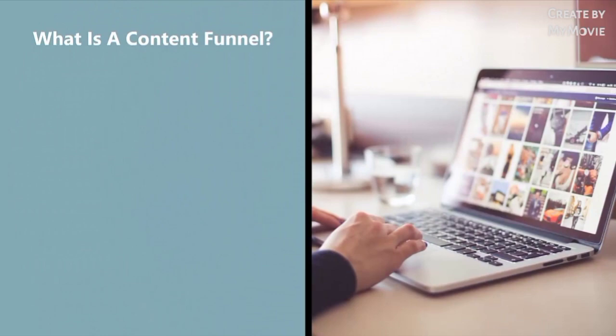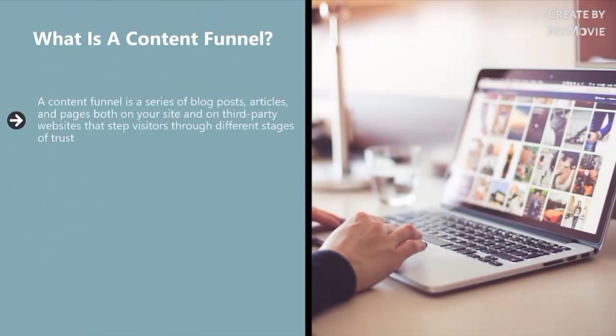What is a content funnel? A content funnel is a series of blog posts, articles, and pages both on your site and on third-party websites that step visitors through different stages of trust. At first, you get them to understand and believe that you are credible when it comes to a specific body of knowledge. For example, if people are looking for tips on how to deworm their dogs, your content funnel would start with material that answers basic questions regarding the deworming process.